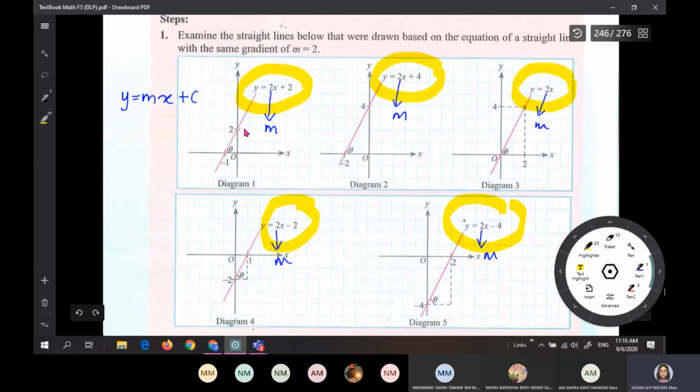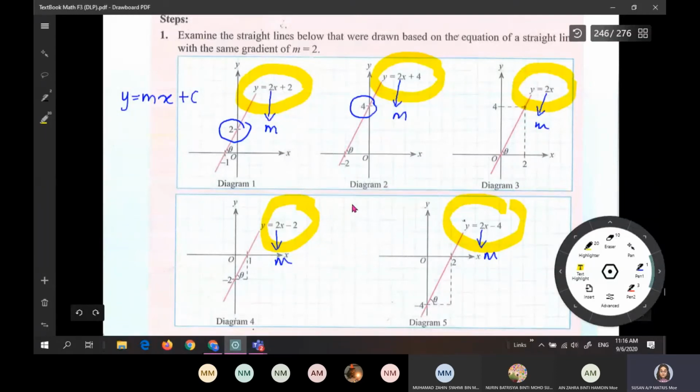Here it intersects at 2. Here it intersects at 4. Okay, here it intersects at 0. Then the next one at negative 2, and the last one at negative 4. So how do you know or find the connection between the gradient? All the gradients are the same.